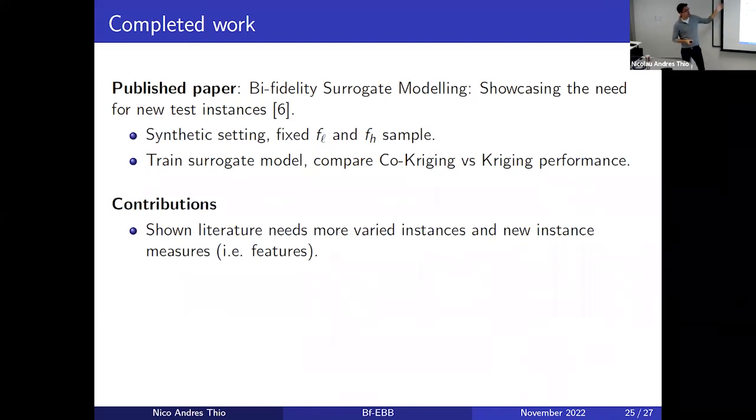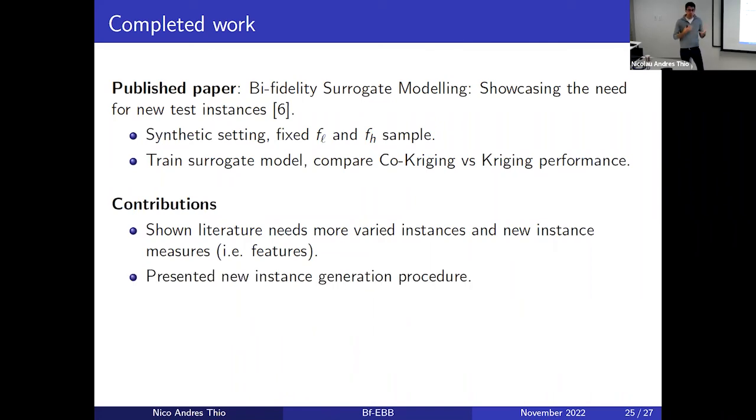But if you look at instances that are more like the second low fidelity source, it becomes a bit more blurry. And so what we did was present a new way to generate instances, which I'm not really going to go into. And also new features. So new things you might measure about these two sources to tell you which model you should use.